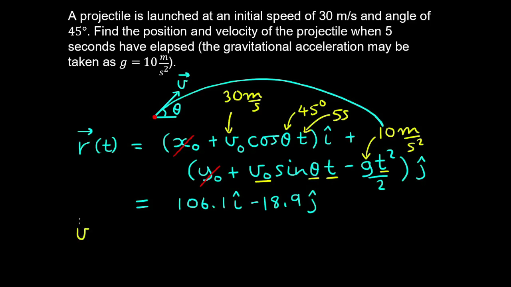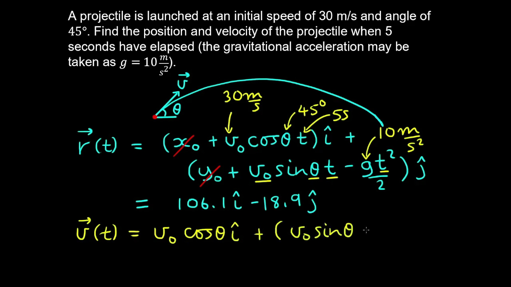Now the velocity can be obtained by differentiating the position with respect to time. So that gives v0 cosine theta in the horizontal direction plus v0 sine theta minus g by time t in the vertical direction.